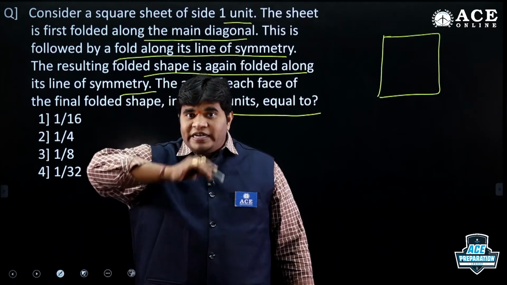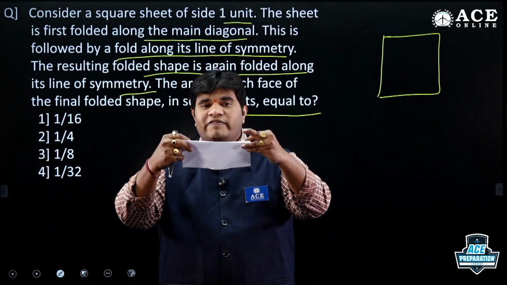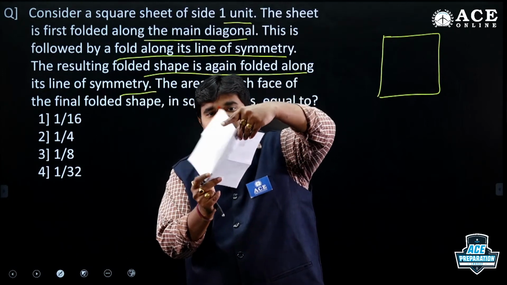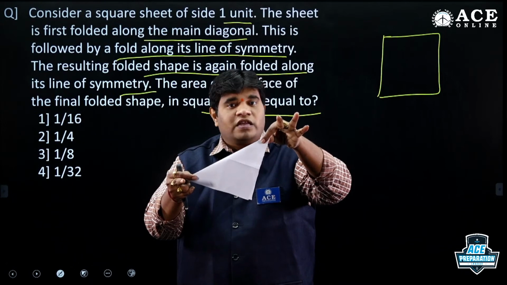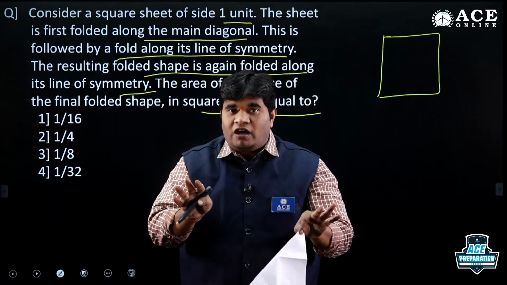So, complete square sheet. If the square sheet is folded exactly horizontally, again it is the same 50. If folded vertically, also the same 50. If you rotate it as a diagonal, it is also the same 50 only. There is no change. So if it is folded, the area should be halved.